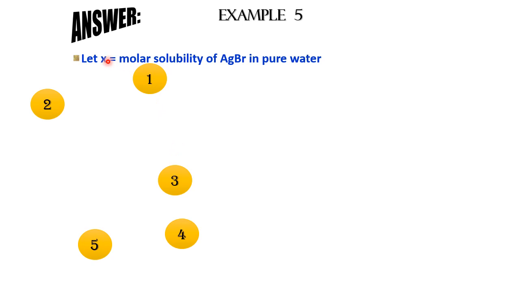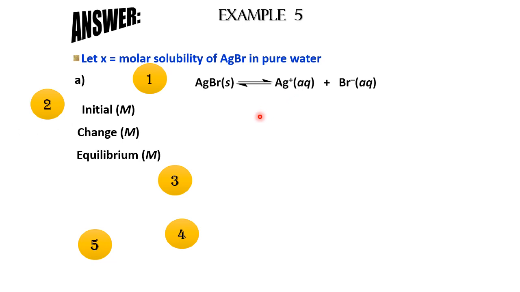So first, let X equal the molar solubility of silver bromide in pure water. So first, write out the equation. Always remember it's a reversible equation, and silver bromide is a solid, a slightly soluble salt, dissociating to silver ion aqueous plus bromide ion aqueous. So the initial concentration, change of the concentration, and equilibrium concentration. I think you're all quite familiar with this already, from Kc, Kp, now Ka, Kb, now it is Ksp.